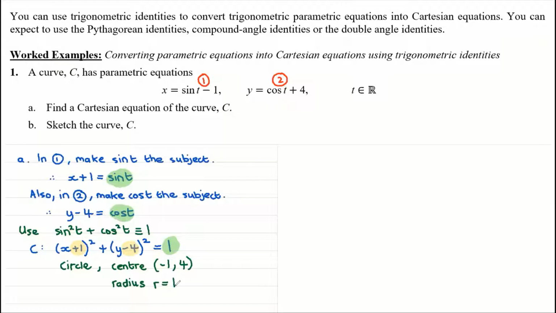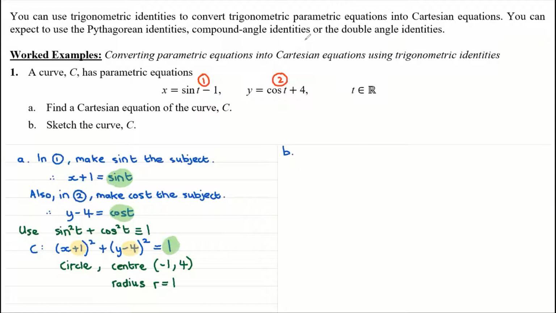Okay, so those are the key properties. Now that we've got that, we can sketch the circle. So this is for part B. So we have to make a sketch of this circle. All right, so let's just be mindful of what this actually looks like. We've got a center at negative 1, 4. So we can put that on.